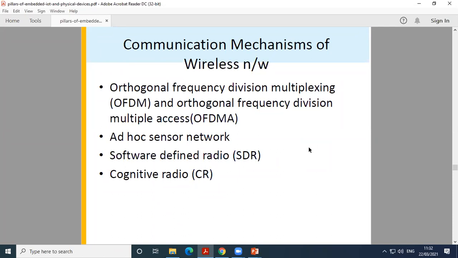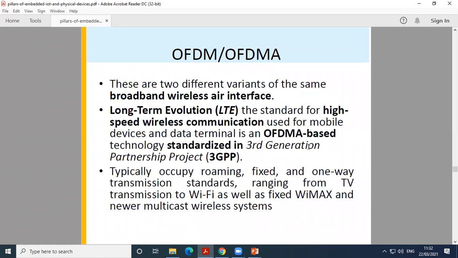There are several applications for satellite communication, like weather forecasting, internet access, global positioning system, communication with ships, and TV and radio broadcasting. The wireless communication medium includes OFDM, orthogonal frequency division multiplexing, and OFDMA, orthogonal frequency division multiple access. These are two different variants of the same broadband wireless air interface.